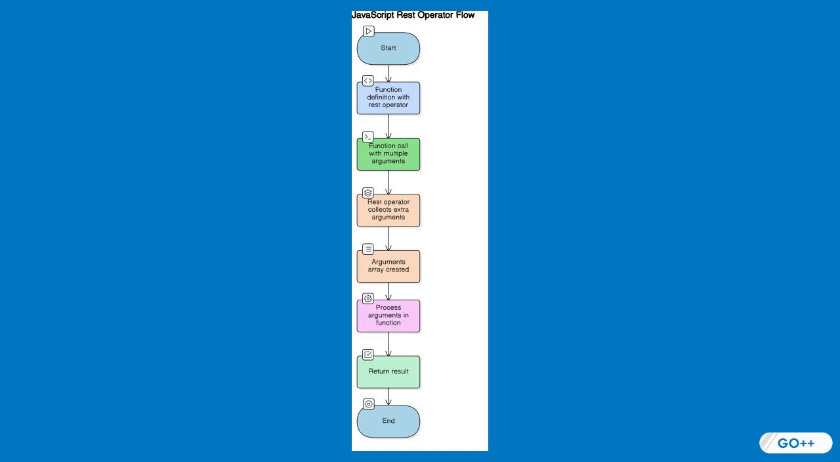Beyond function arguments, the REST operator shines in array manipulation. It facilitates operations such as slicing and splicing by allowing you to deconstruct arrays. For instance, you can easily separate the first element from the rest of an array. Additionally, in the context of object destructuring, the REST operator captures remaining properties, enabling partial data extraction. This is particularly useful for managing complex data structures while maintaining clarity in your code.